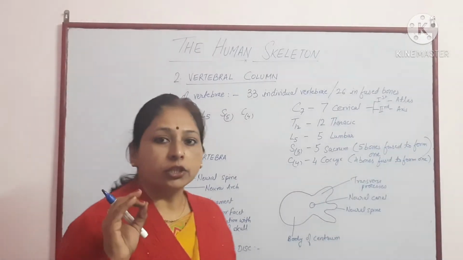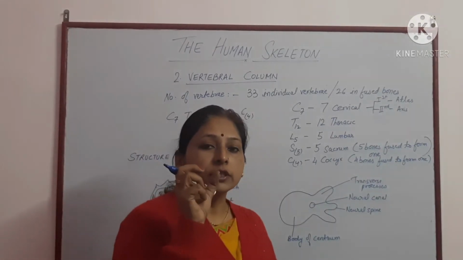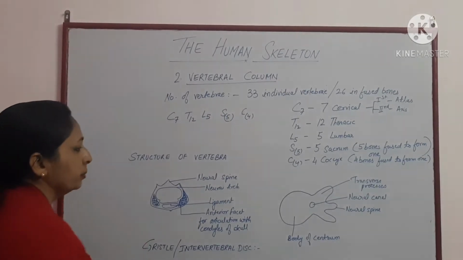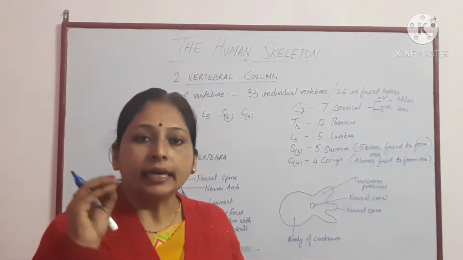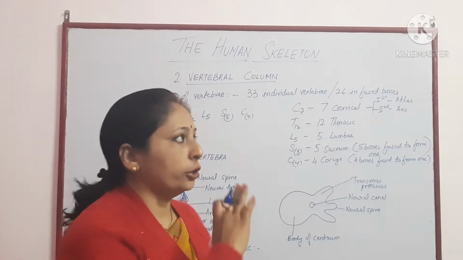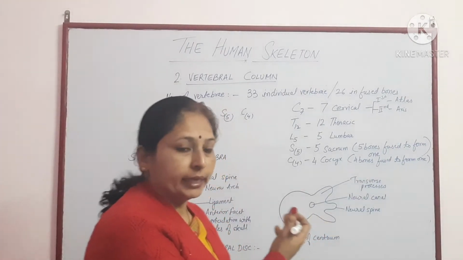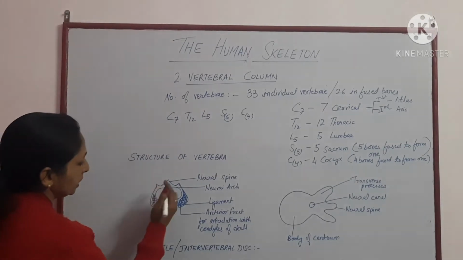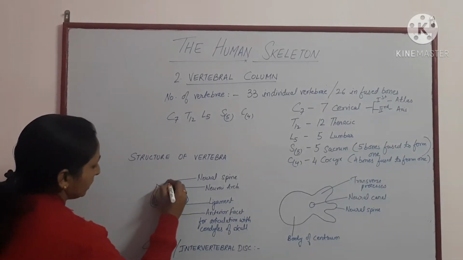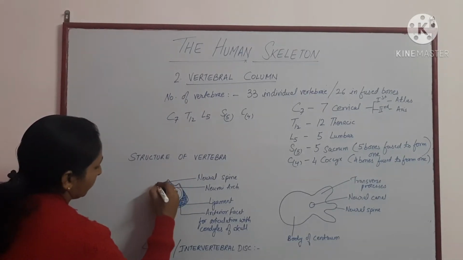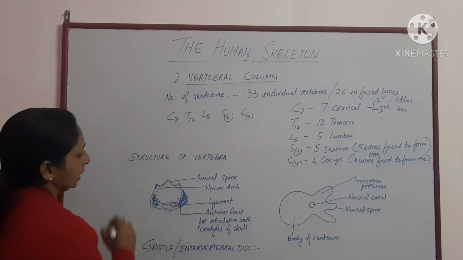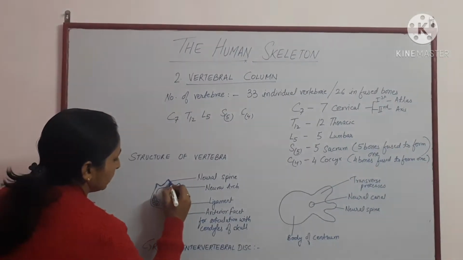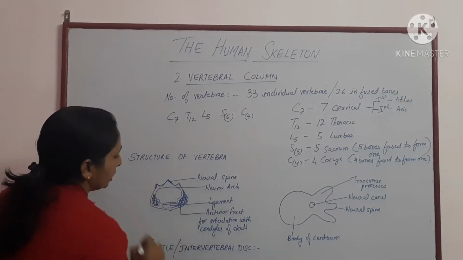Now the structure of vertebra. Structure of a single vertebra. I have drawn a rough diagram because on this board a neat diagram is not possible. I will show you the diagram in the next clip. So here in this diagram you can see this type of elevation, and this elevation is termed as neural spine.